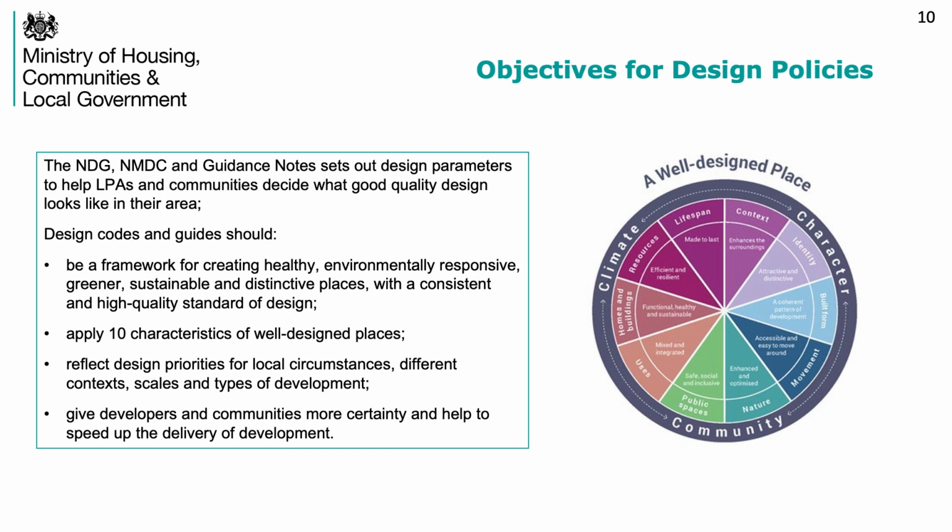So these documents set out the design parameters that help local planning authorities and communities decide what good quality design looks like in their area. Design codes and guides have an objective effectively to be a framework for healthy, environmentally responsive, greener, sustainable and distinctive places. And our guidance notes give detail to how that can be achieved, building on the 10 characteristics of well-designed places, which Jane will run through with you in detail.